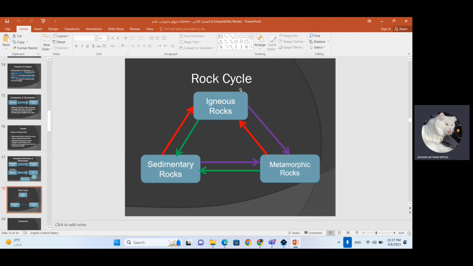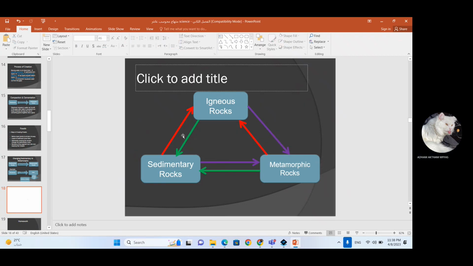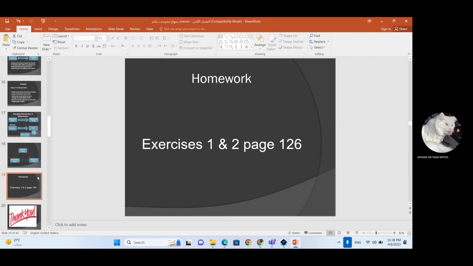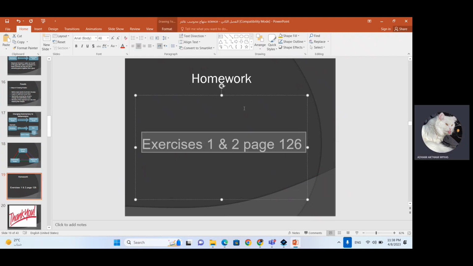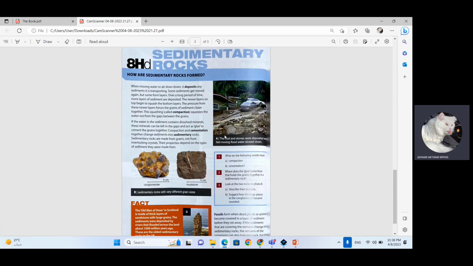The rock cycle is not included in the exam. The homework is exercises 1 and 2 at page 126. Read the book well, all the information is included. Thank you.